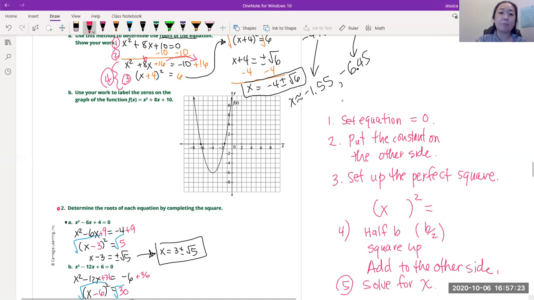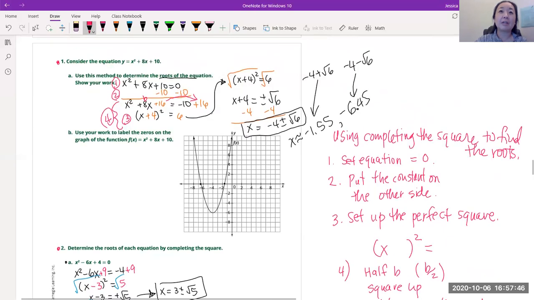Okay, and what is this whole thing? Using completing the square to find the roots. This is one of my favorite things to do. I have a lot of favorite things to do. This is one of them. I really enjoy doing that. Okay, and if you remember, how do we solve that? So this is right here. This is going to be our step 5. This is how we solve.